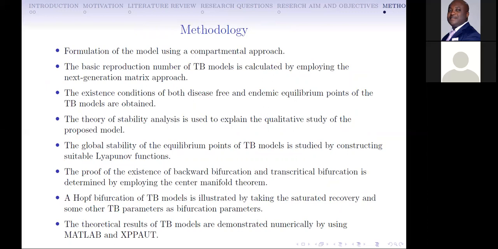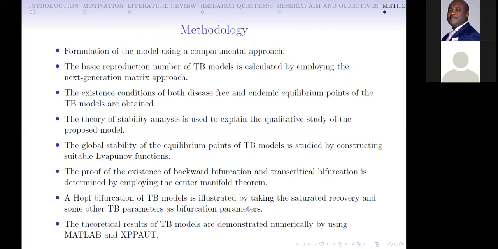The methodology of this study includes the formulation of the model by using a compartmental approach. The basic reproduction number of the TB model is calculated by employing the next generation matrix approach. The existence conditions of both the disease-free and endemic equilibrium points of the TB model are obtained. The theory of stability analysis is used to explain the qualitative behavior of the proposed model.